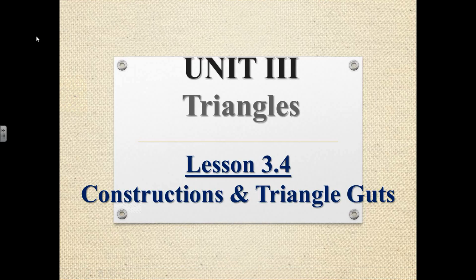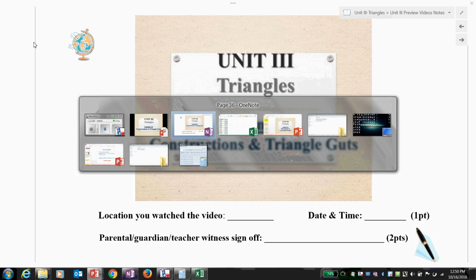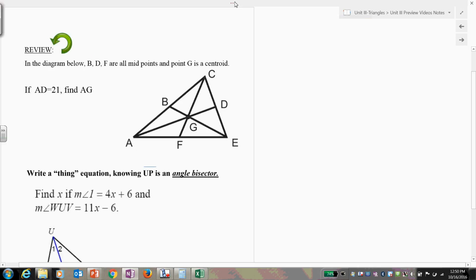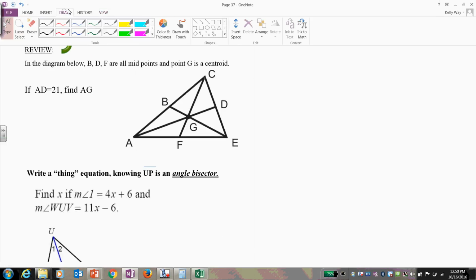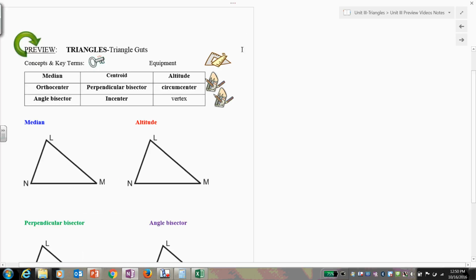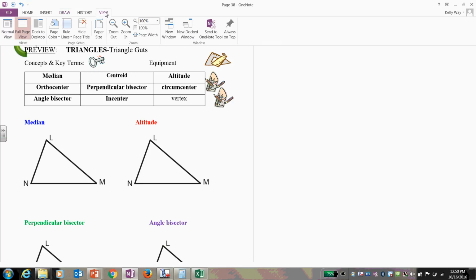This is Unit 3 Triangles, Lesson 3.4, Constructions and Triangle Guts. Taking a look here, don't forget a parent-guardian sign-off. I want you to go ahead and skip the review page today. Skip the review page. It got out of order accidentally. So you're going to go straight to this page.